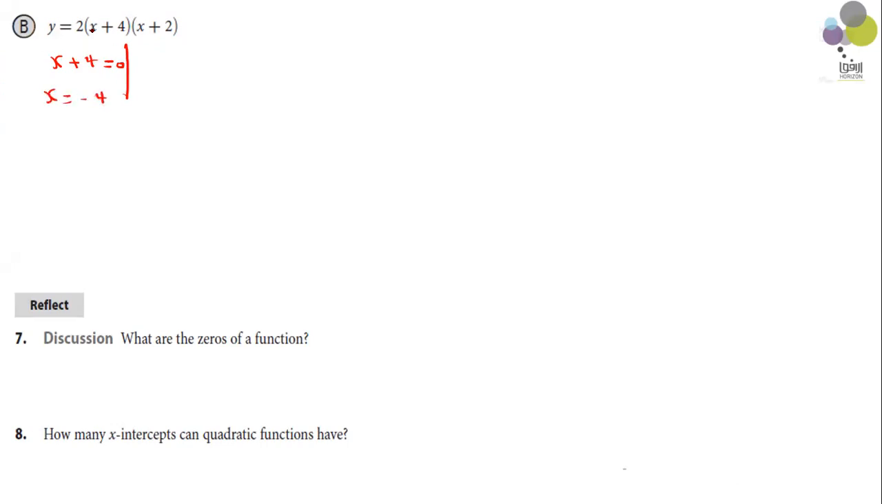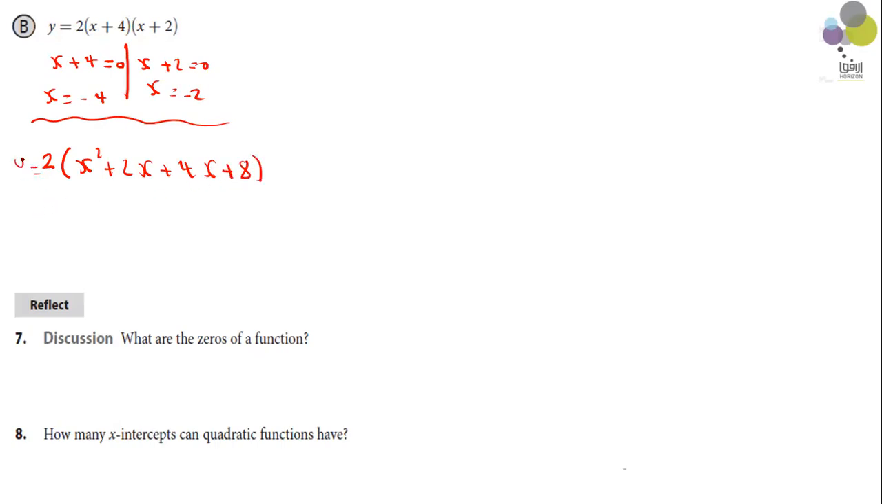Okay. So if you replace x with negative 4, this function will be 0. X plus 2 equal to 0. So x equal negative 2. So the two zeros we have are negative 4 and negative 2. Now, I will convert this into standard form. 2 multiply x multiply x, x squared, x multiply 2, 2x, 4 multiply x, 4x, and the last 4 multiply 2 equal positive 8, okay.